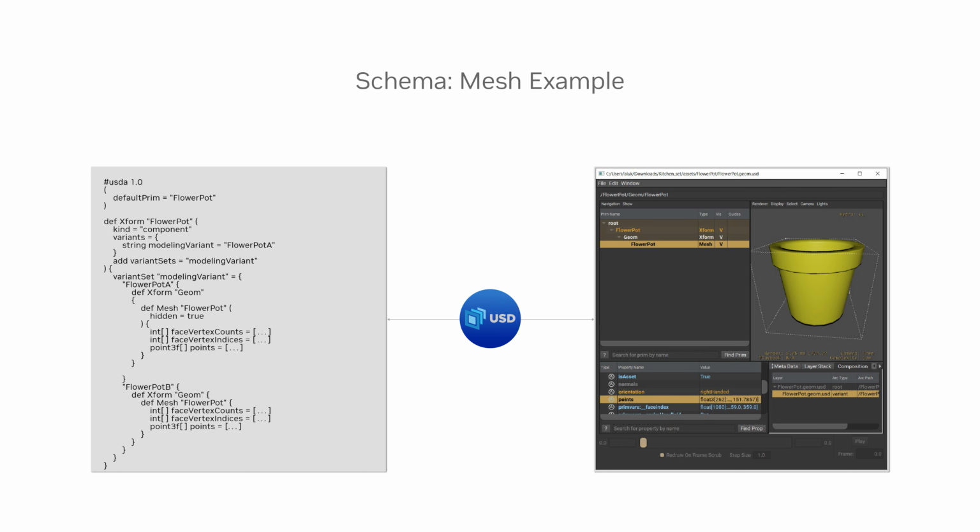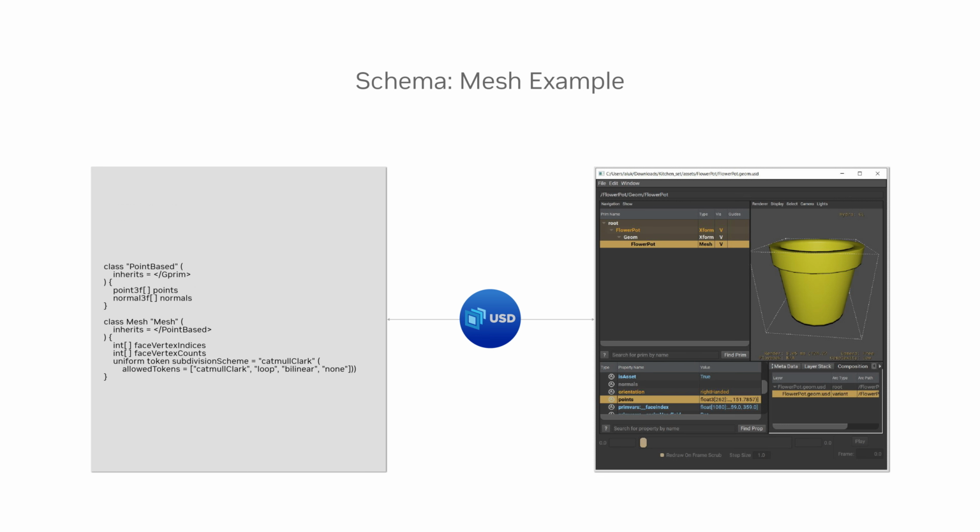Let's return to our flowerpot example. As we saw in the previous video, this USDA snippet represents flowerpot A's geometry mesh, where its points and topology are defined. This information is formalized in the mesh schema in the USD geom library. Each schema populates prim definitions in the USD schema registry, which contains all the names, types, and fallback values for all schemas.